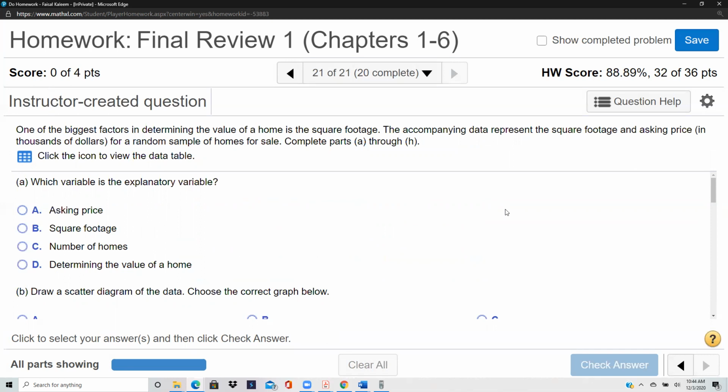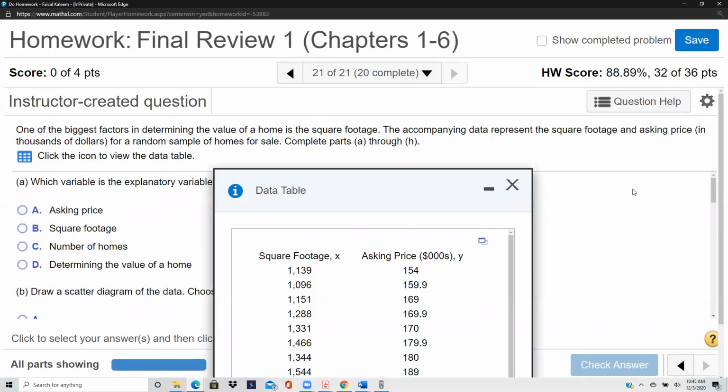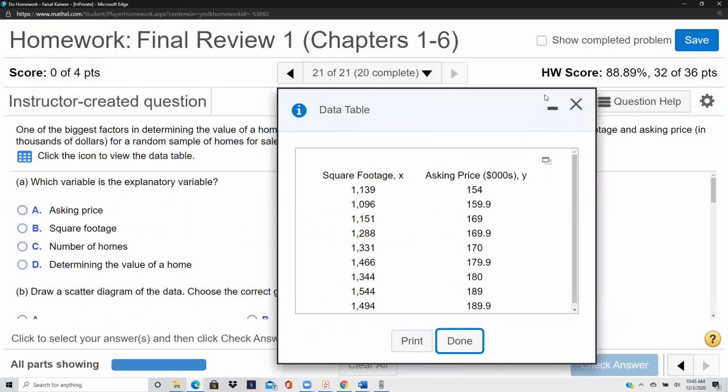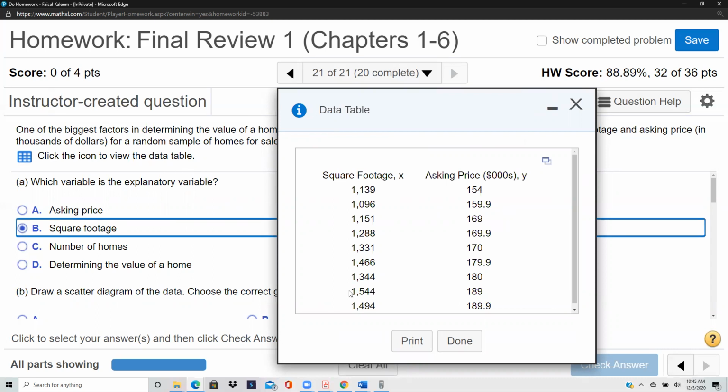Is this a problem in the first 6 chapters? Yeah, it's chapter 4, right? Yeah, it's chapter 4. So which one is the explanatory variable? You have square footage and the asking price. Which one is the explanatory variable? Would it be square footage? Yeah, explanatory is like the independent. So square footage.